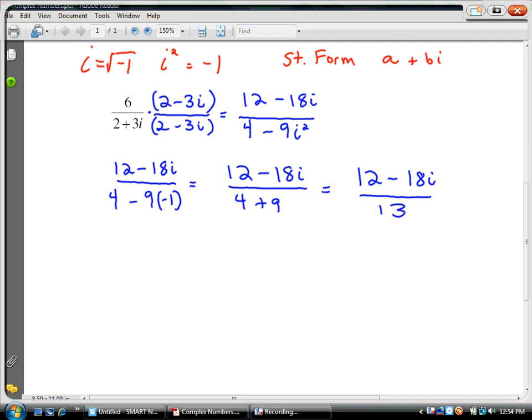Now again, this isn't quite in standard form yet. These two don't look very much alike, but we can write it differently. Remember, 13 goes into both of these. So what we end up with is 12 thirteenths minus 18i over 13. Now that one is in standard form of a plus bi.